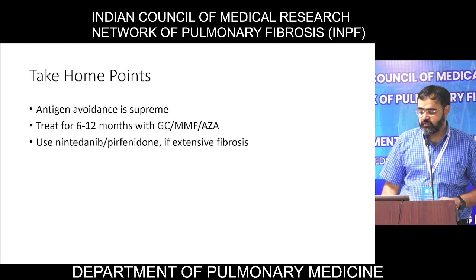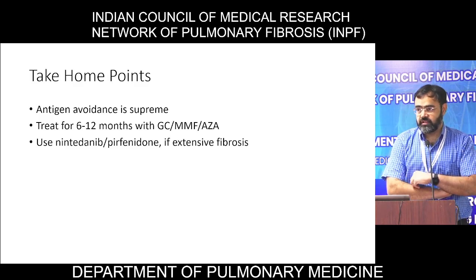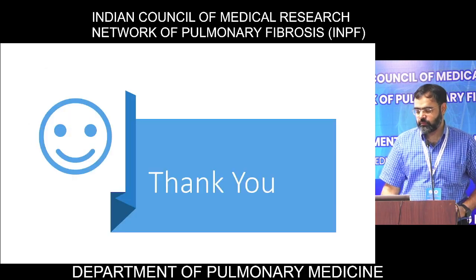Regarding treatment, antigen avoidance is supreme. Treat for 6 to 12 months with low-dose glucocorticoids with MMF or azathioprine. Use nintedanib or pirfenidone if extensive fibrosis or progressive fibrosis occurs.